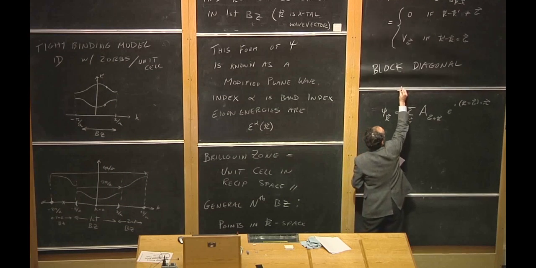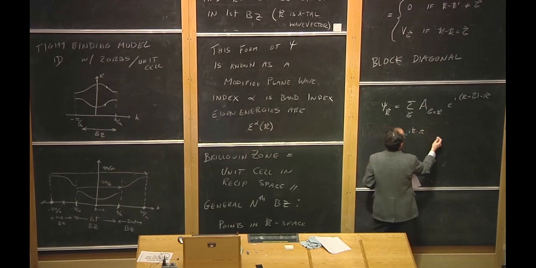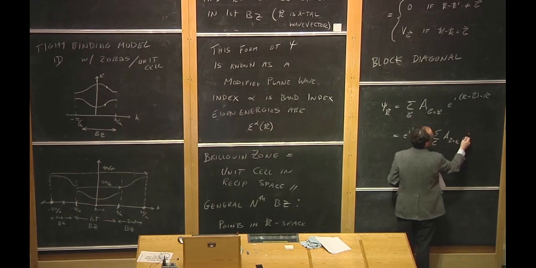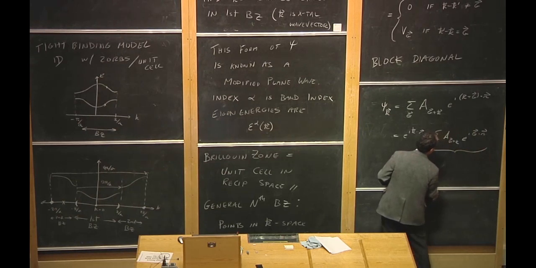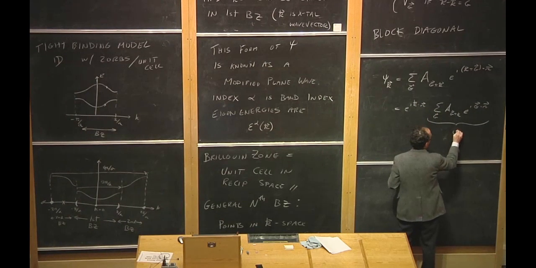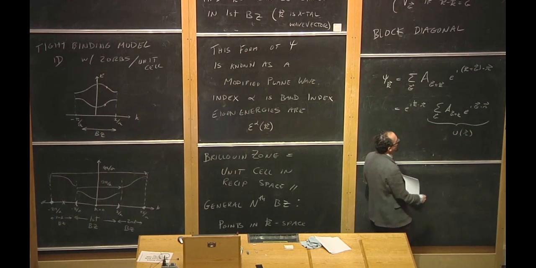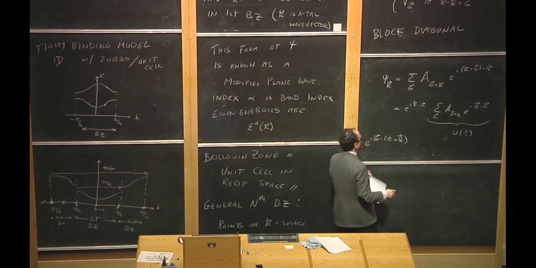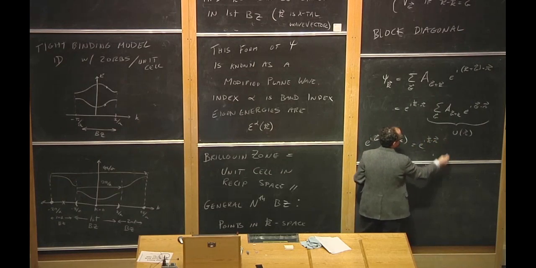So from here, we're pretty much done, because you can just factor out e to the i k dot r, and then you have the sum over G of a of G plus k, e to the i G dot r. And this piece here is the periodic function u of r. You can tell this thing must be periodic, because if you take e to the i G dotted with r plus R, moving it by a direct space lattice vector, this thing is the same as e to the i G dot r. So this thing is periodic, as claimed.